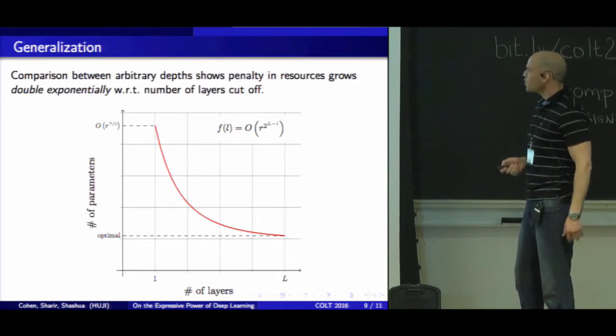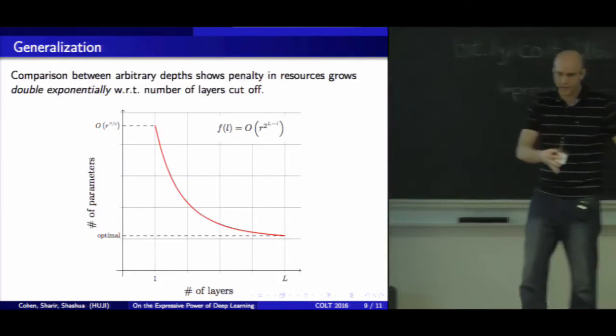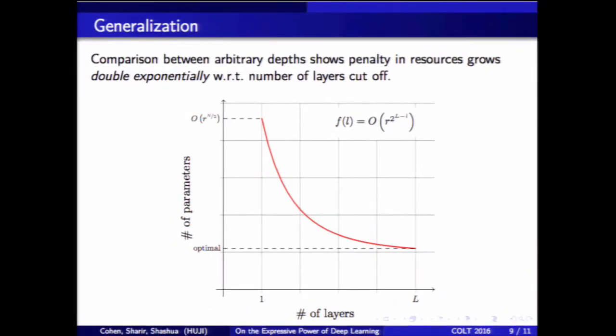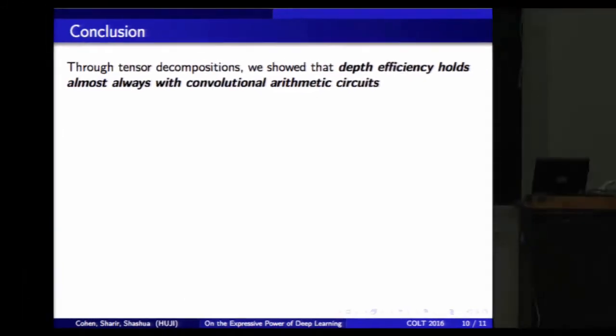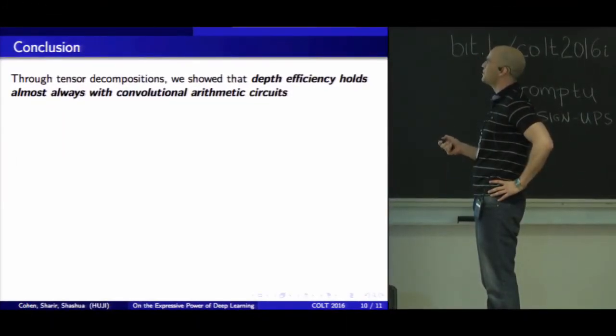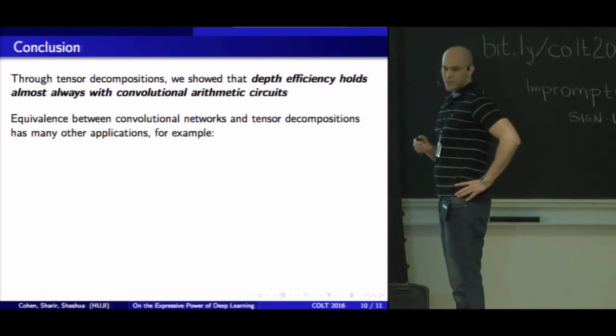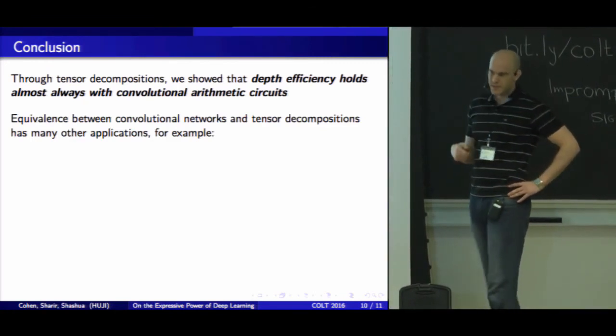And we generalize this result. We don't only compare a single hidden layer to log 2 of the size of the input hidden layers. We actually have a generalized result for arbitrary depths. And we show there that the penalty that one has to pay to maintain representational power is double exponential with respect to the number of layers that are cut off. Okay, so let's conclude. So first of all, we've shown through tensor decompositions that depth efficiency holds almost always with convolutional arithmetic circuits. And more importantly, the equivalence between convolutional networks and tensor decompositions is something that can be used for many other applications.